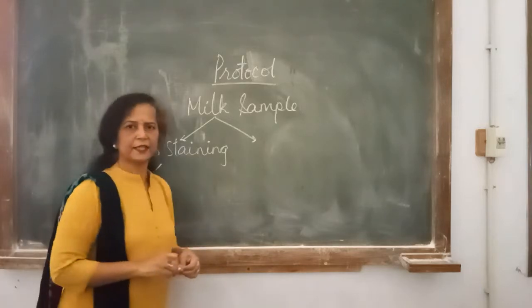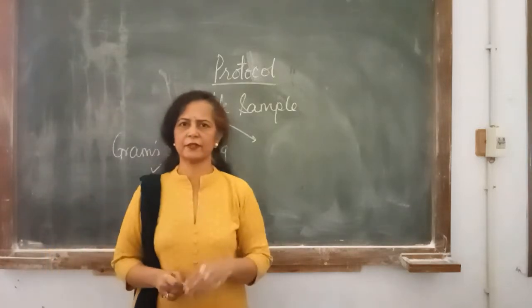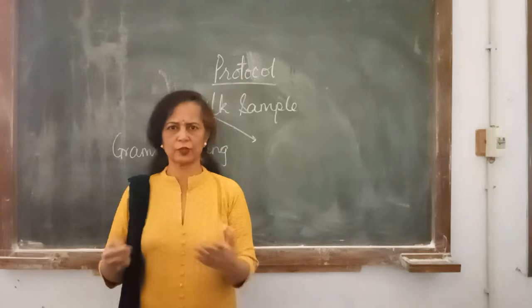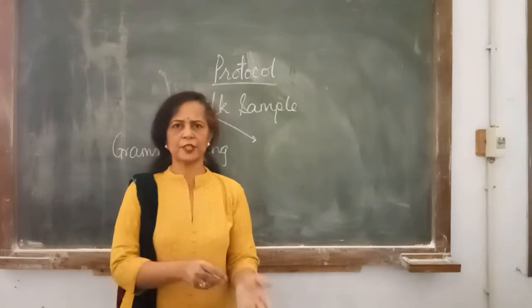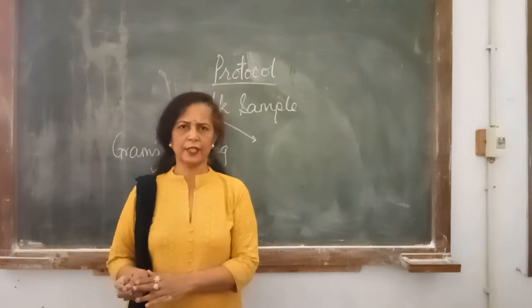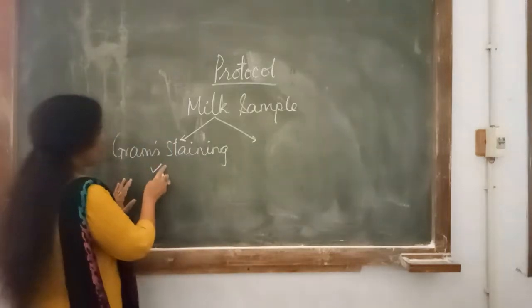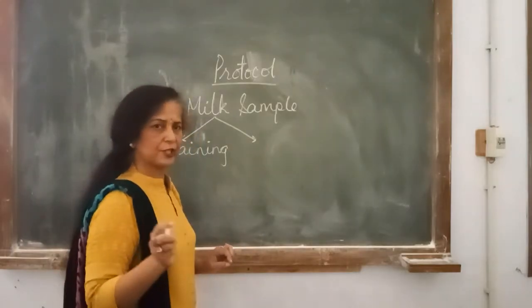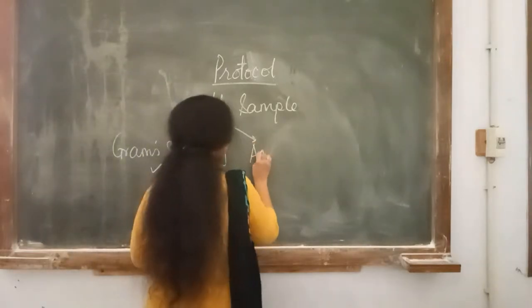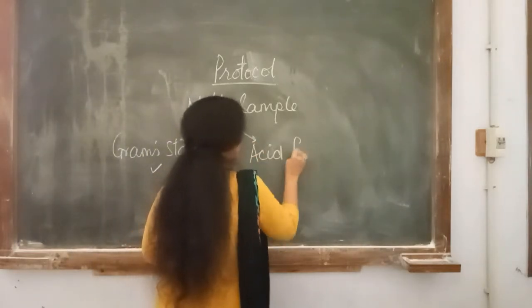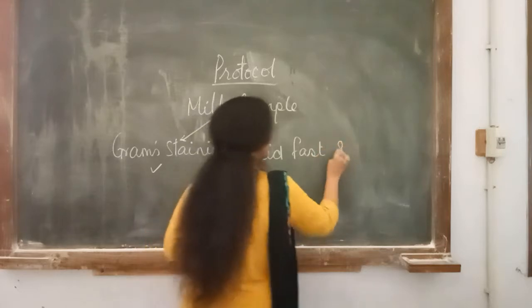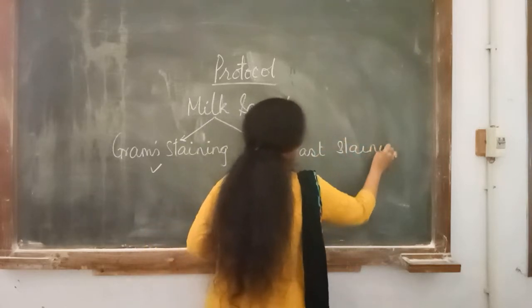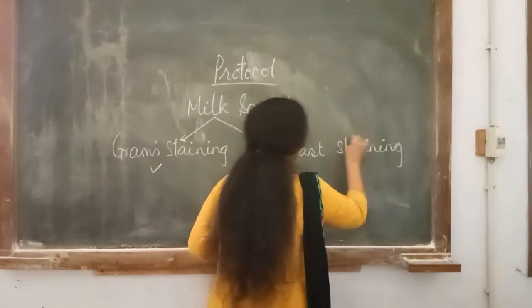Okay, we will identify which type of bacteria are there, whether rods are there or cocci are there or both are there, whether they are gram positive or gram negative. So these type of things will be found from gram staining, and then after we will go for specific staining, special staining, that is acid-fast staining. Acid-fast staining is done for checking of the mycobacteria.